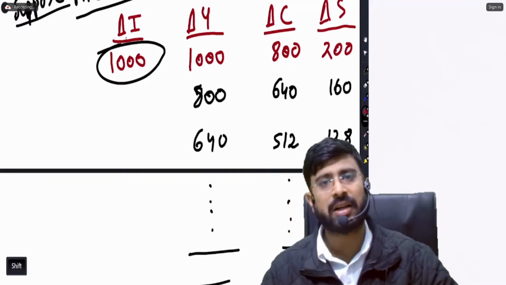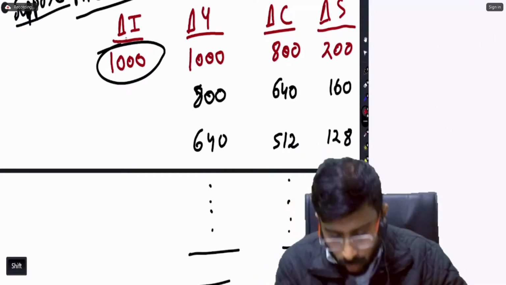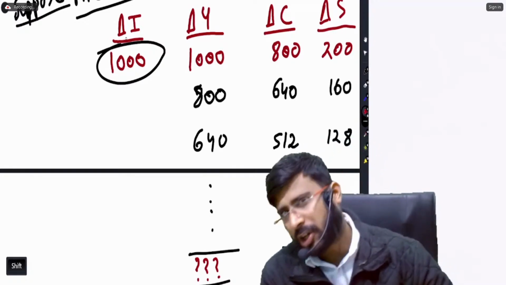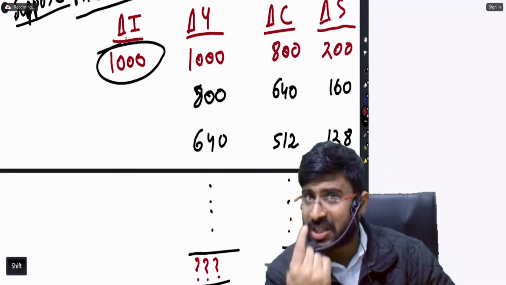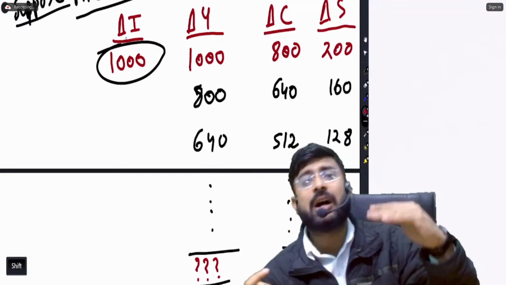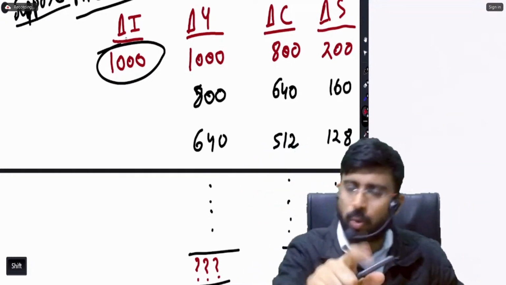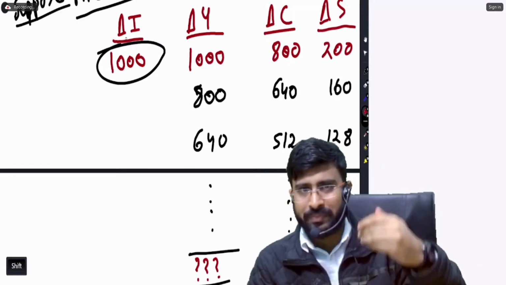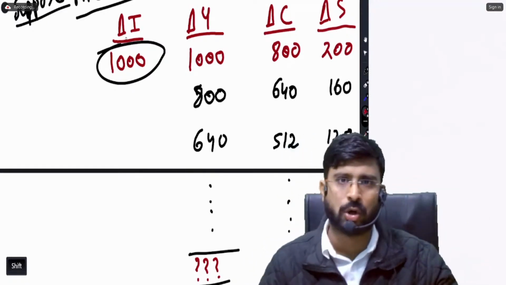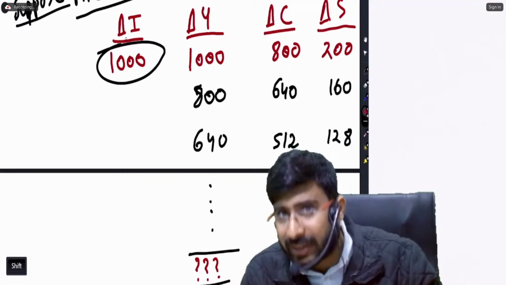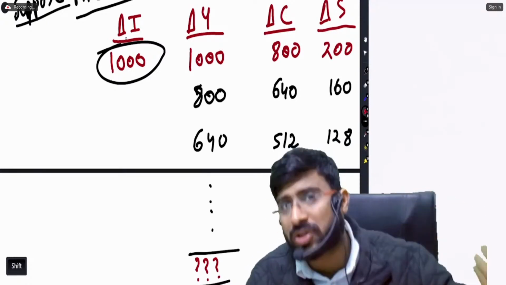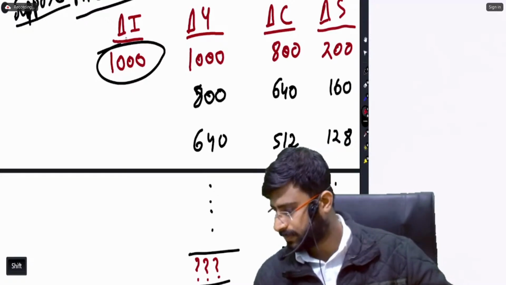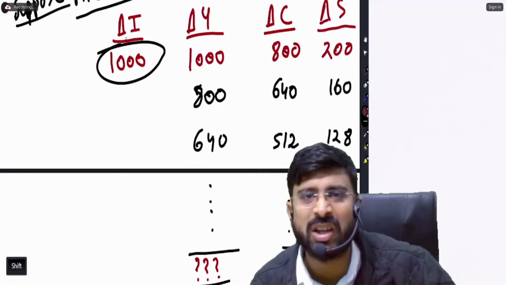Yes, sir, we can see that. Now, what is this amount? This we have to find out. First of all, did you realize that due to a change in investment of 1,000 rupees, income has changed by more than 1,000 rupees? Do you agree, friends? Yes or no?